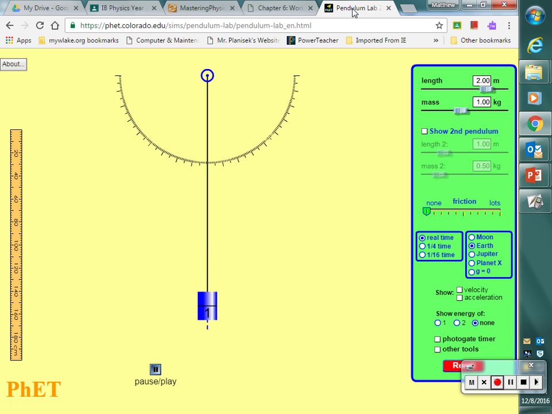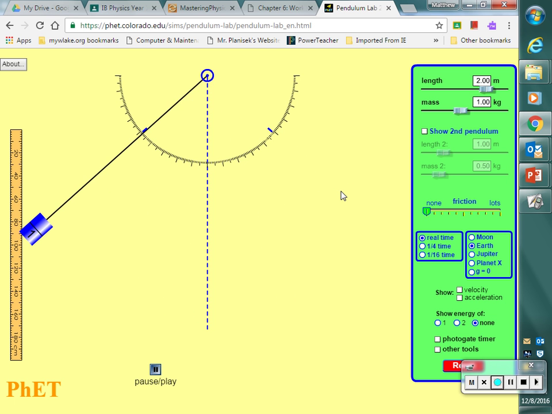So, today we're going to start with this simulation that is similar to the lab that you did in class. I'm going to take this pendulum here and pull it back this far, and then I'm going to let it go. And it does this.